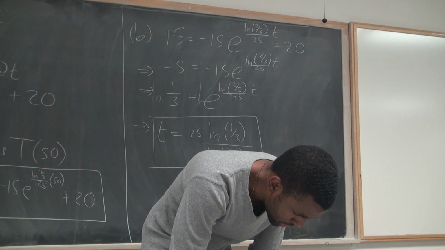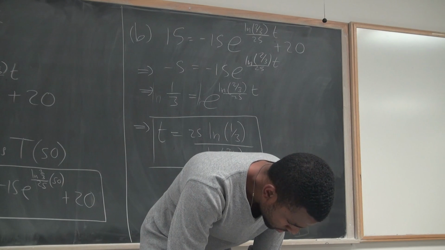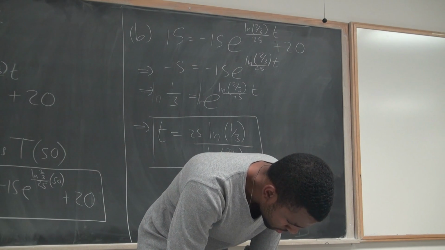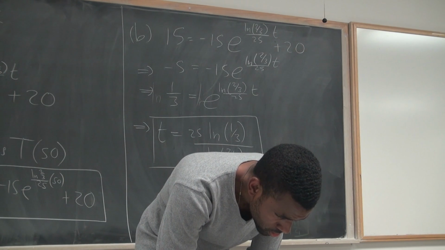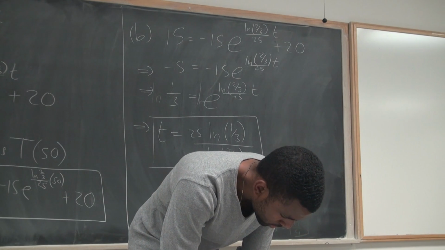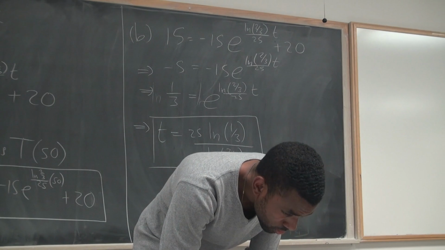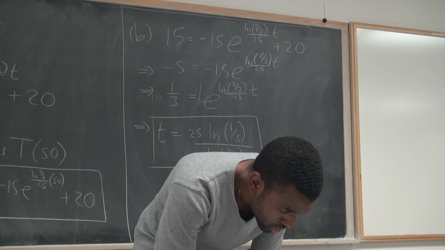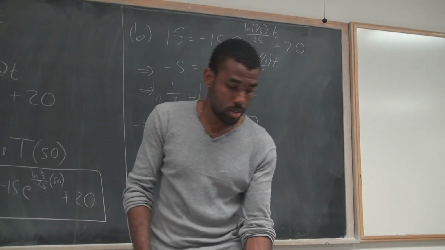Experiments show that the chemical reaction takes place at 45 degrees Celsius. The rate of reaction is blah blah. Find the expression for the concentration. So that's just an exponentially decreasing quantity.